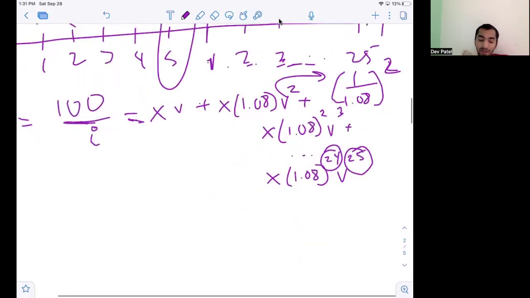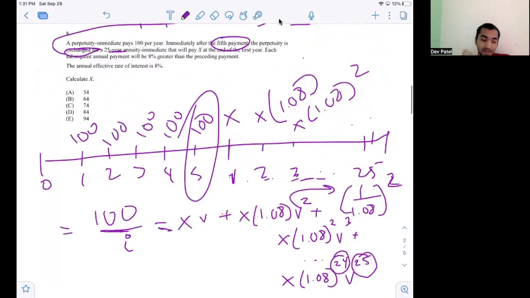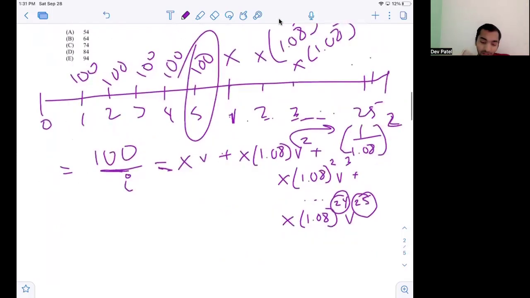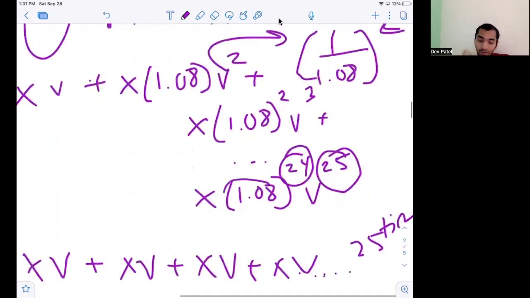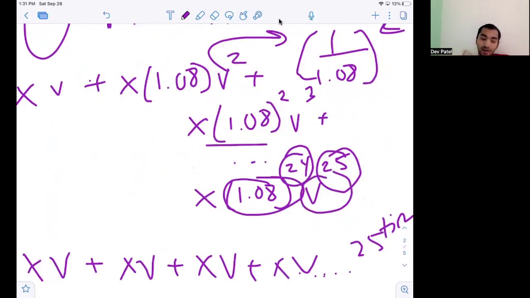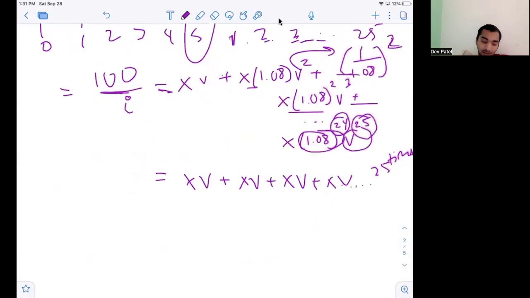Because these two are the same, the effective rate of interest as well as the percentage by which the payments are increasing, you can essentially cancel those, and these all just become Xv plus Xv plus Xv plus Xv, 25 times. Because 1.08 to the 24 times 1 over 1.08 to the 25th gives v, and that same pattern applies for each of these terms. So we can simplify that to 25Xv.